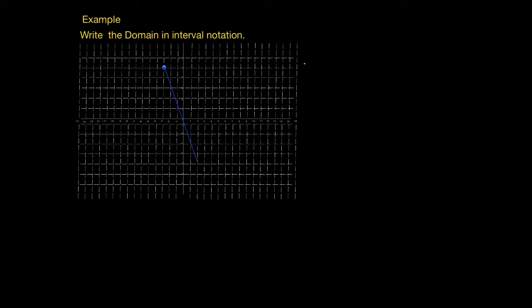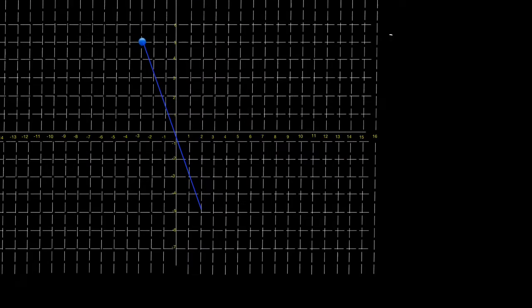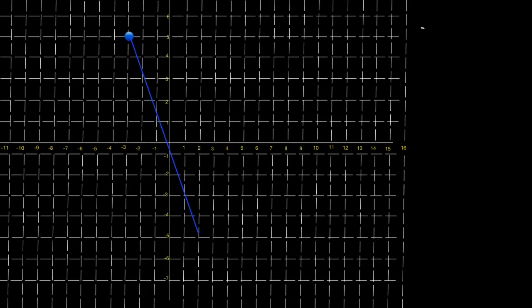I'm going to redo the first four problems that we did in this assignment, but instead of writing the domain using inequalities, I'm going to write the domain using interval notation. So let me zoom in here. And remember, for the domain, we have to pay attention to the x-axis.